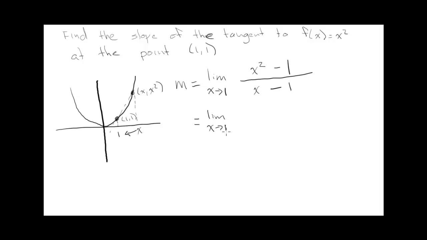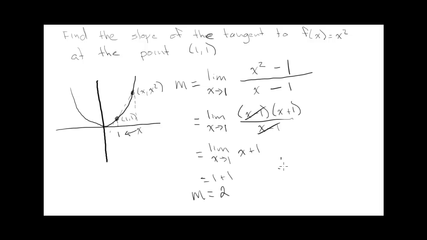You can't use direct substitution because if you put 1 in, you get 0 over 0. So we try a strategy of factoring the top. So factors is the difference of squares. The x minus 1's cancel out. So limit as x goes to 1 of x plus 1. And now we can use direct substitution. So 1 plus 1 equals 2.